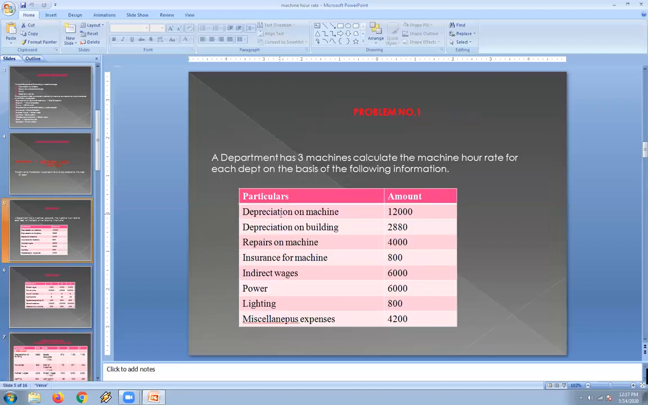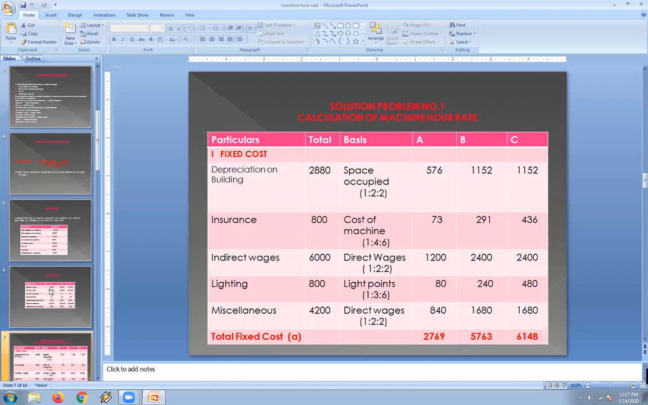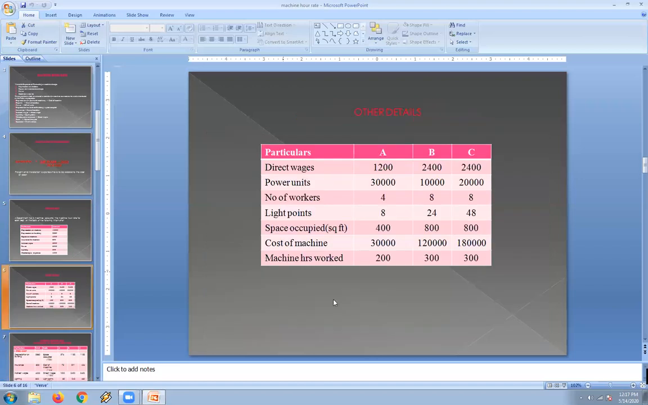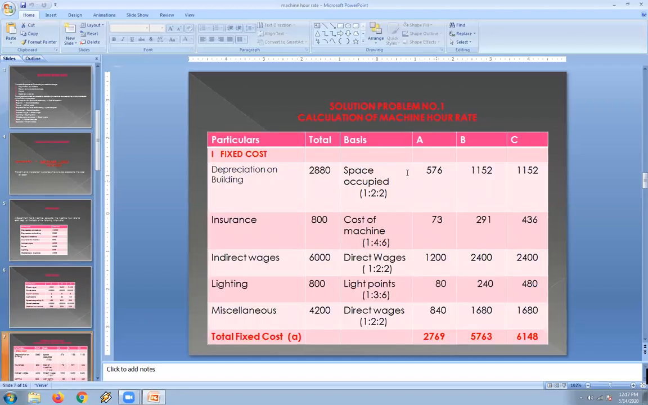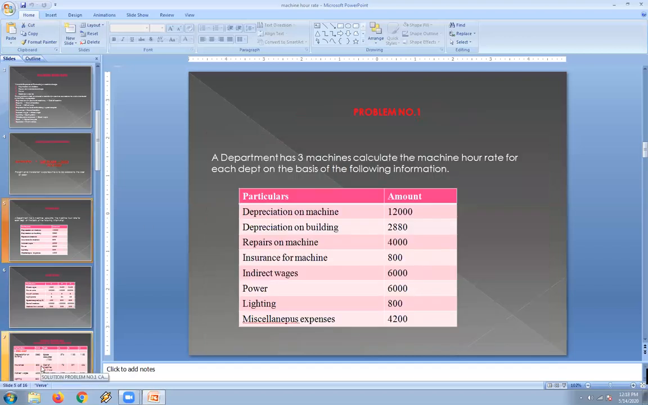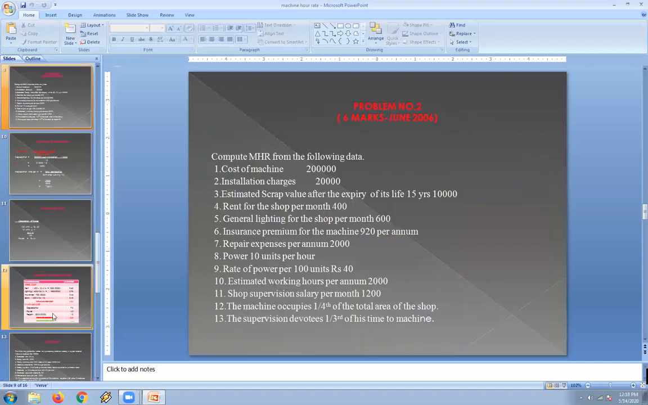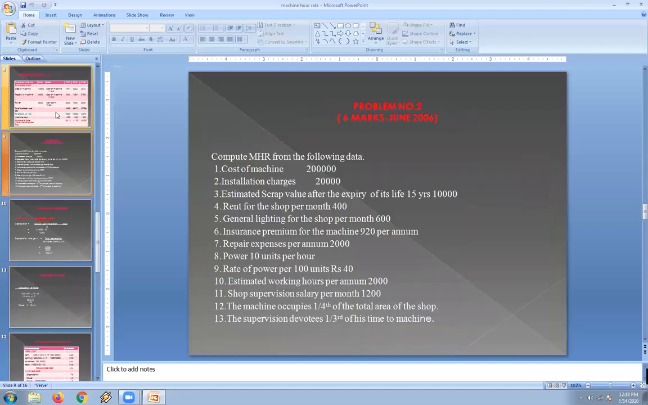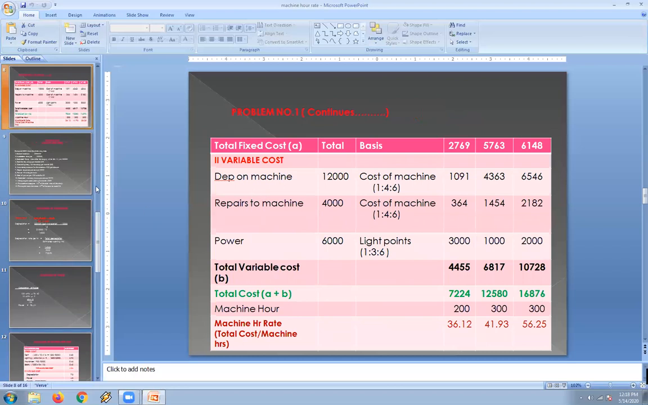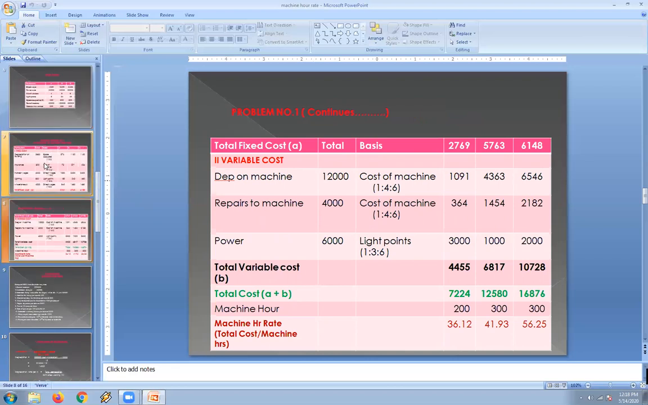The first expense we take is depreciation on machine, which is 12,000. They have given it in the table: the depreciation on machine has to be allocated on the basis of space occupied. Depreciation on machine comes under variable cost. Depreciation on building will be shown in the fixed cost. So depreciation on machine is 12,000 here.